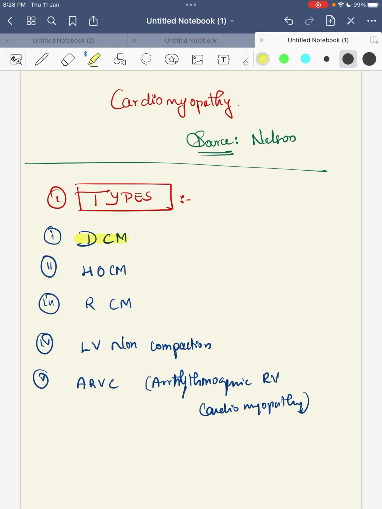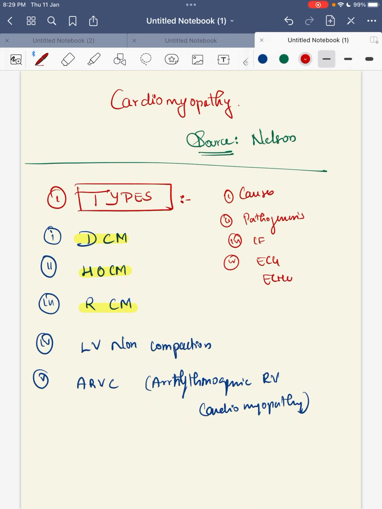In this video, we'll talk in detail about dilated cardiomyopathy, hypertrophic obstructive cardiomyopathy and restrictive cardiomyopathy. For each of these cardiomyopathies, we'll discuss its causes, next its pathogenesis, clinical features, its ECG findings, echo findings, X-ray findings, and management. So in each of these three, we'll discuss all these topics.